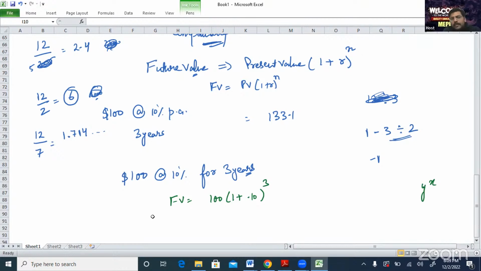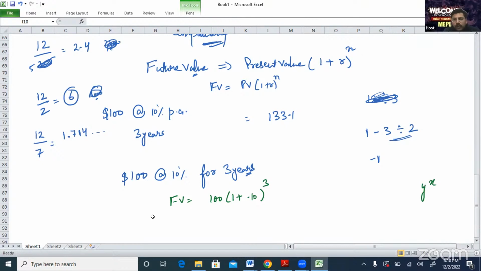Okay, now here $100 is the investment, 10% is the rate of interest, and 3 years is the time period. In the third row you can see N, I by Y, PV, PMT, future value. N represents the time period, I by Y is the rate of interest, PV is present value, PMT is used for annuity, and FV means future value.